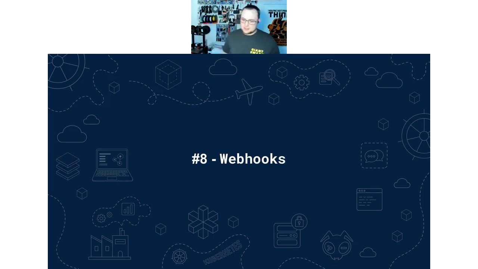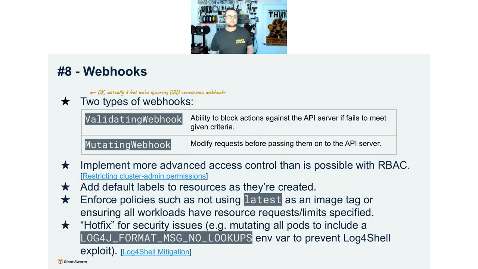Number 8, webhooks. So I have a love-hate relationship with webhooks. They're both extremely useful and extremely frustrating, and you'll see why as I go through this. So there's 2 types of webhooks. For this example, we're going to ignore the CRD conversion webhooks as they're separate. There's validating webhooks and there's mutating webhooks. So validating webhooks basically allow you to say, can a particular request be performed, yes or no?